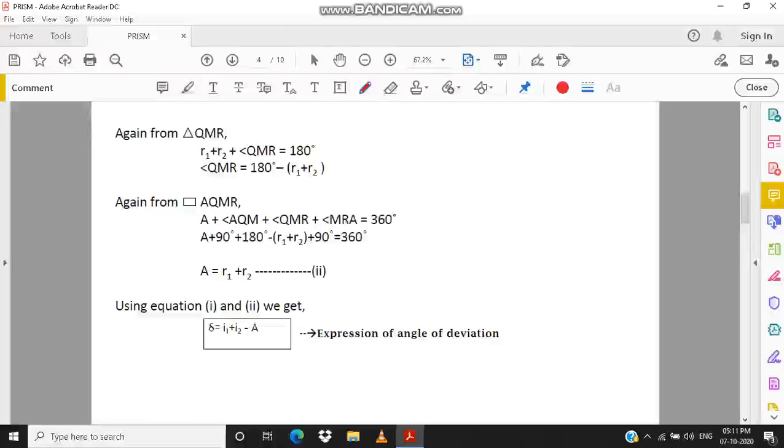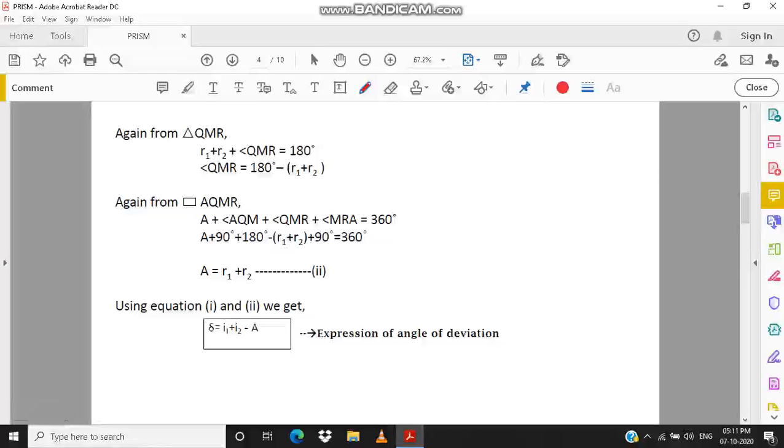Now what is A? A is R1 plus R2. How did we get that? We just simply calculate this. 360 degree, 90 plus 90 is 180, again plus 180 is 360. We take it over here, we get 0. So then we finally get the value of A as R1 plus R2.